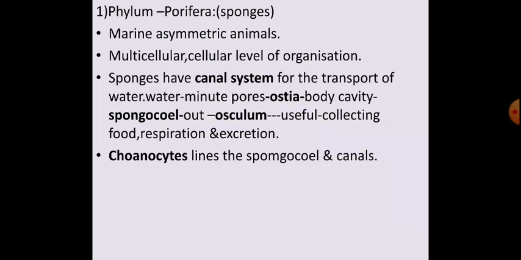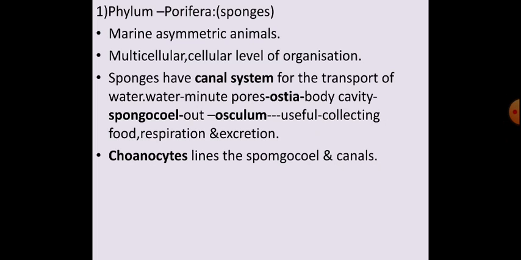Coming to the characteristic features of phylum Porifera, the organisms belonging to phylum Porifera are marine and asymmetrical animals. They are mainly found in oceans, in sea water. Asymmetry, I already said what it is: it means the plane that passes through the center will not divide the body into equal halves.